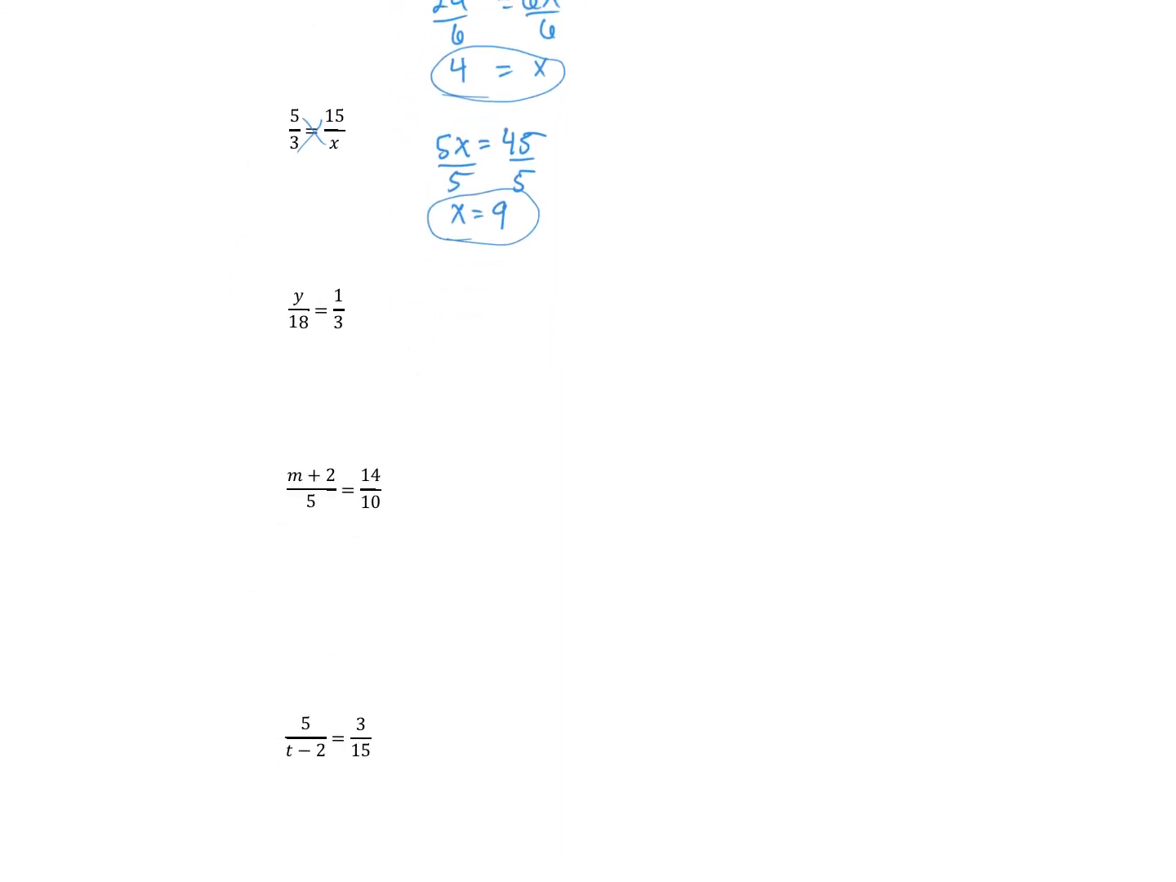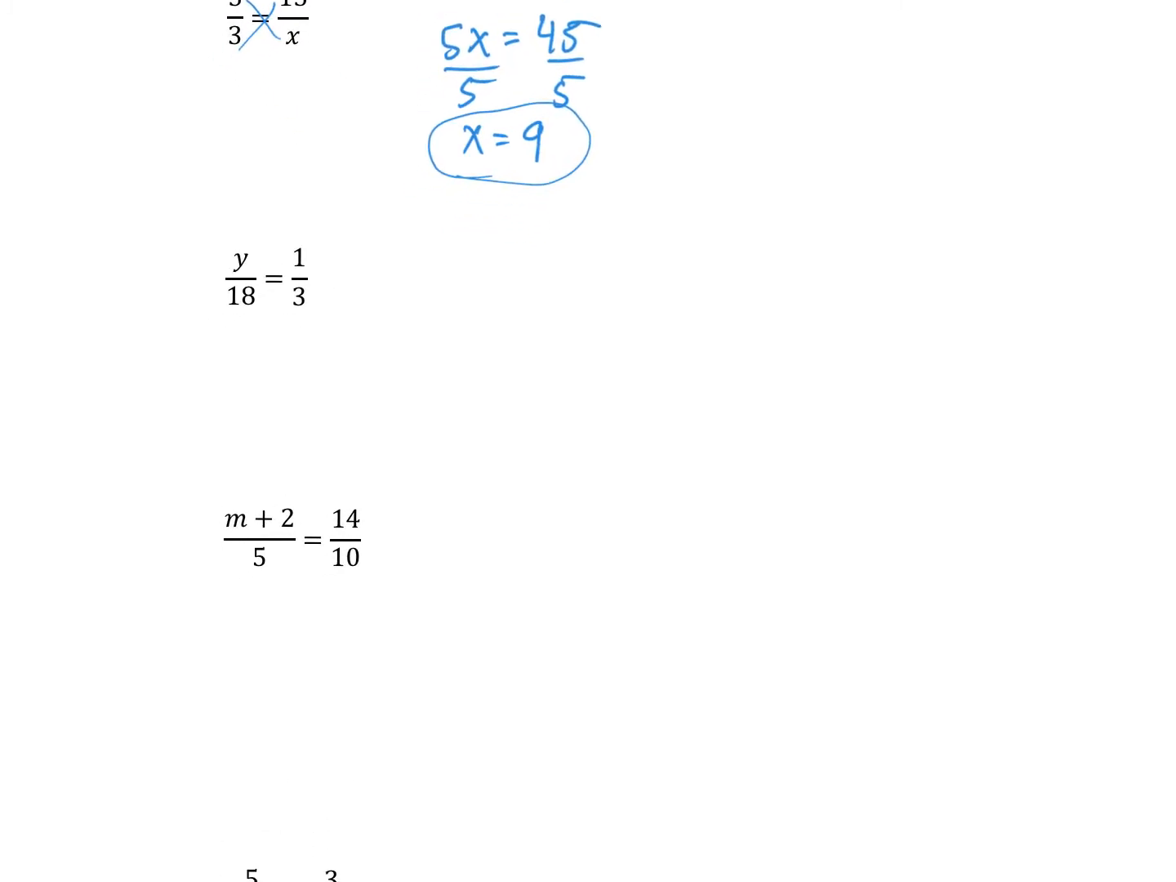Here, cross multiplying again gives me 3y equals 18 times 1, which is 18. Divide both sides by 3. Y is 6.